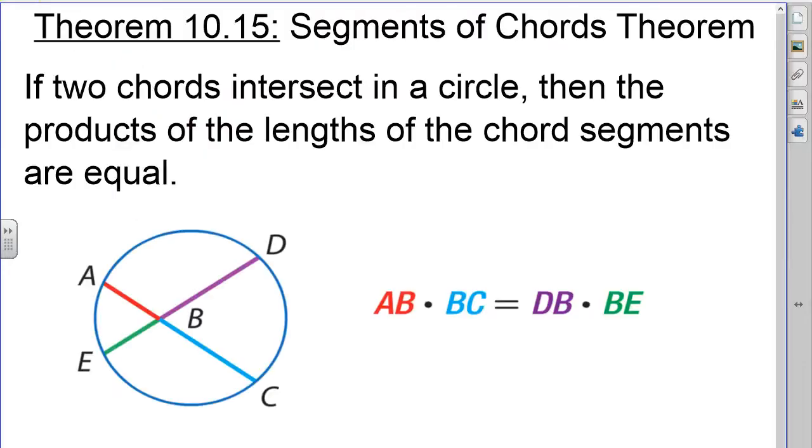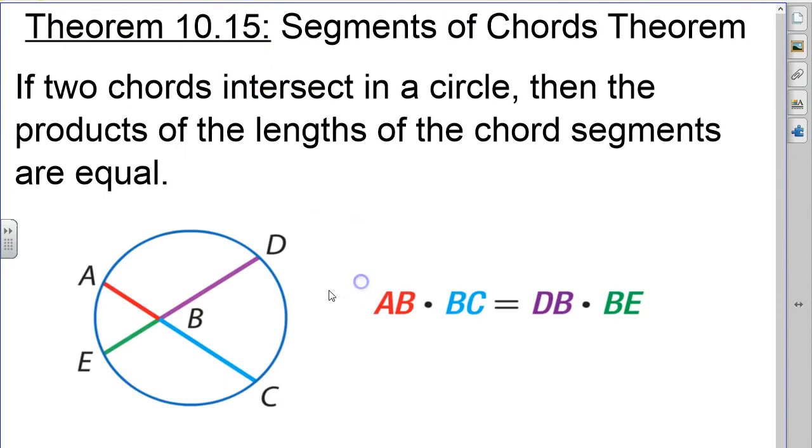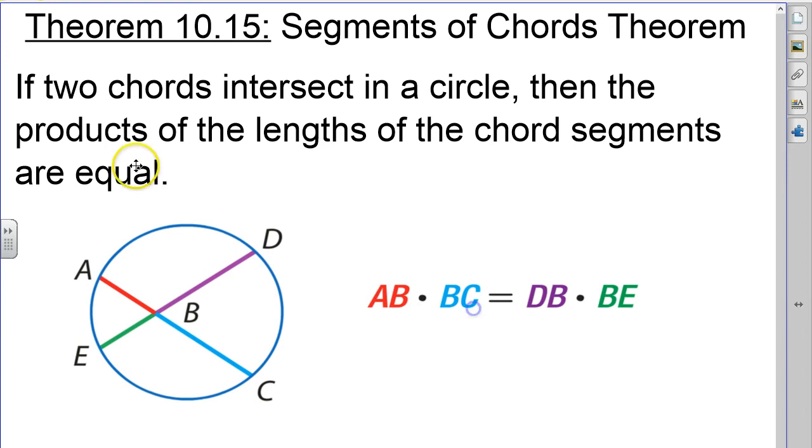Let's take a look at our first example then. So, first theorem, theorem 10.15, the segments of a chord theorem. If two chords intersect in a circle, then the products of the lengths of the chord segments are equal. So part times part equals part times part. That's the way I like to describe it.